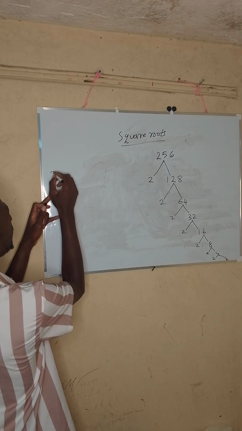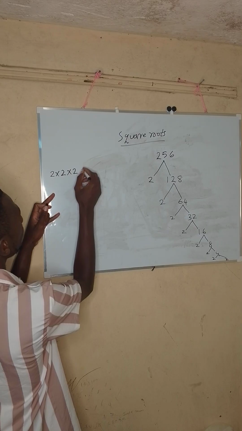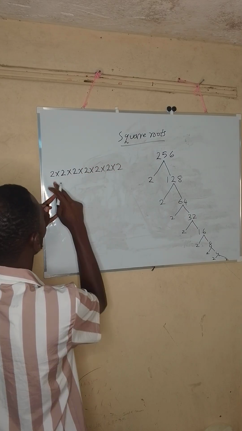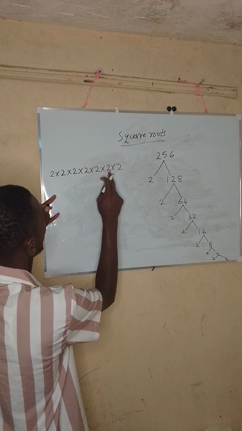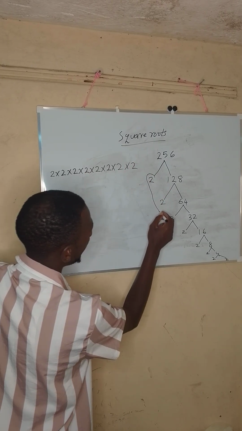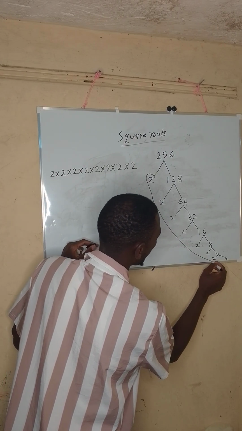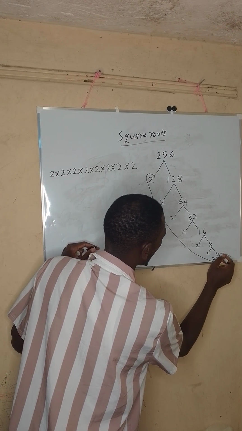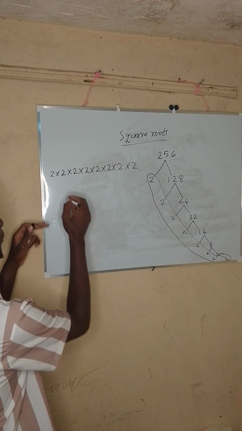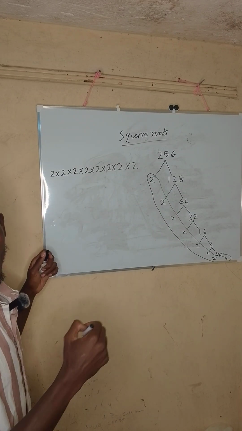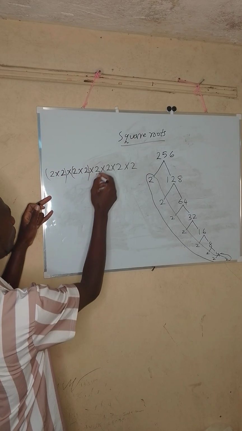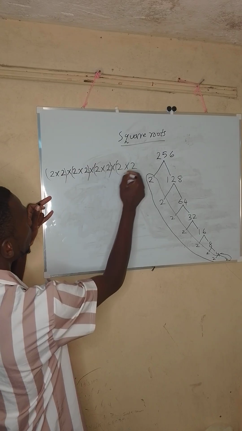And we will have 2 times 2 times 2 times 2 times 2 times 2 times 2. 1, 2, 3, 4, 5, 6, 7, 8. These are these numbers here. Easy. All the way up to those numbers. So after that, we pair them into 2, 2, 2, 2, 2, 2, 2, 2.